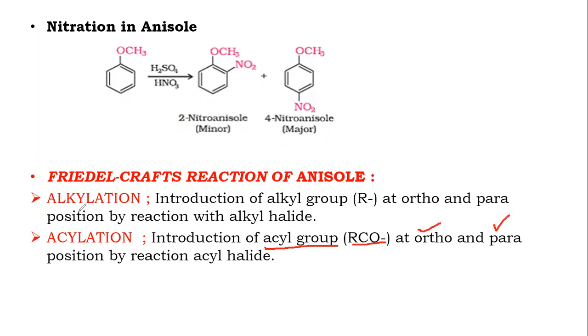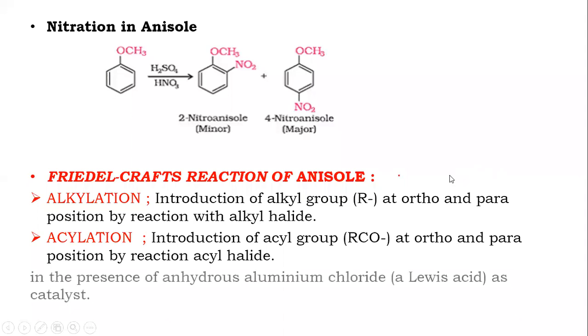The alkylation reaction takes place when anisole or an aromatic compound reacts with an alkyl halide and the ortho and para hydrogen is replaced by the alkyl group. And acylation reaction is the introduction of an acyl group, that is RCO group, at the ortho and para position when the reaction is done by an acyl halide. But this reaction takes place when aluminum chloride is taken as a catalyst.